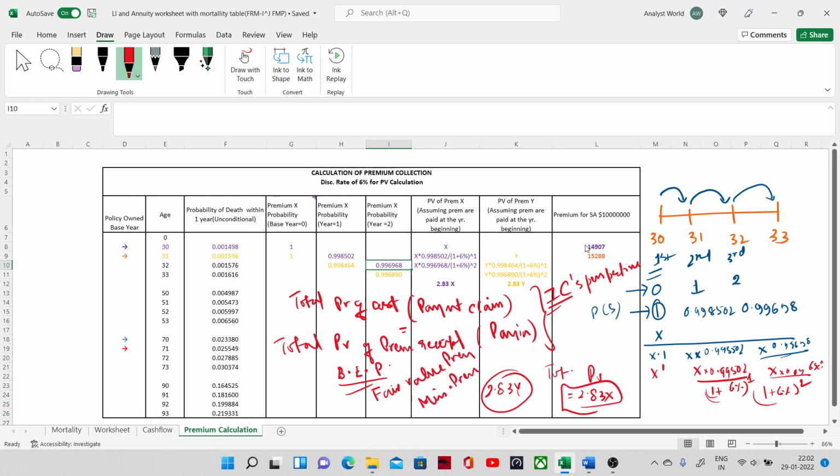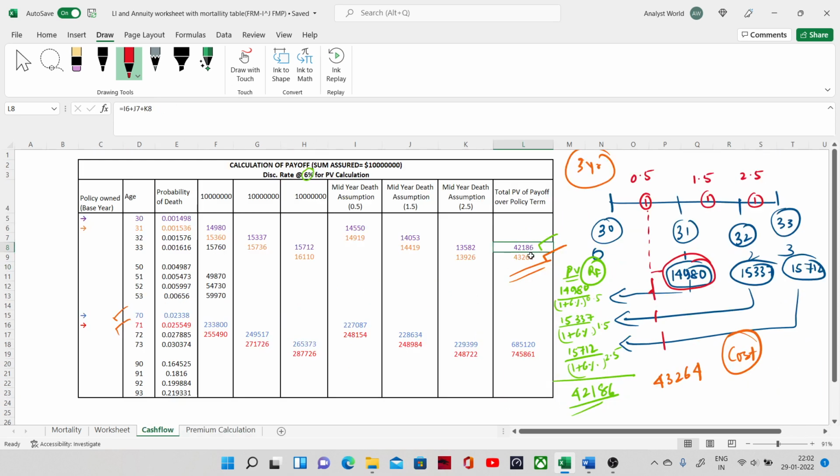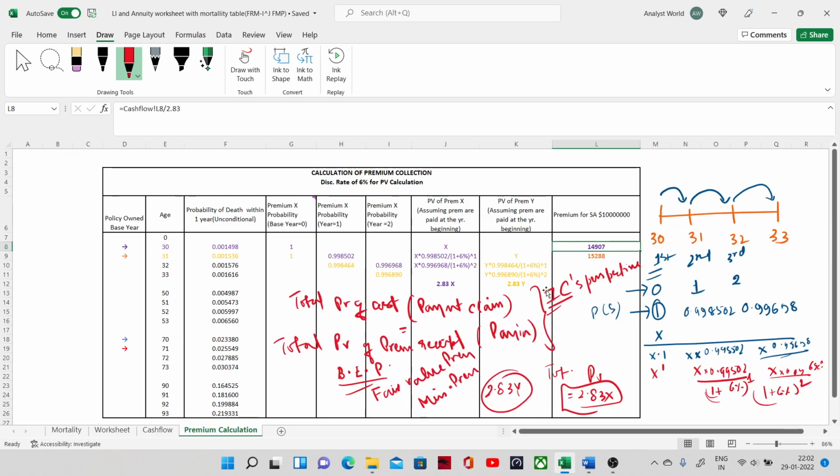Okay, so if you equate that, then we have gotten the premium for the 10 million sum assured. How do we do that? Well, that's pretty simple. So we have the costs out here, which we have already mapped out. For example, for a 30-year-old person, the total present value of the payoff comes out to be 42,186, whereas the present value of the premium payment happens to be 2.83x. So if we equate these two, we get the value of X as 14,907.